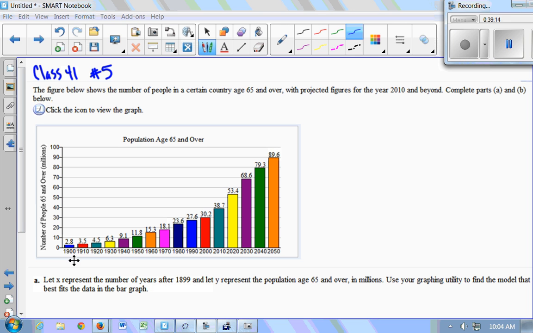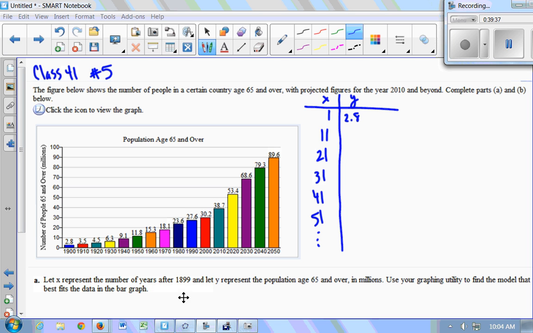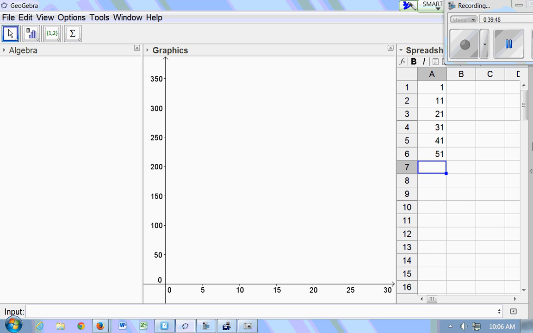Okay, so my data is 1900 is going to be year 1, right? Because we're years after 1899. So your data is going to be like 1, and then 1910 is 11, 1920 is 21, 31, 41, 51, etc. And then these are your X's, and then your Y's are going to be 2.8, 3.5, 4.5, etc. Right? So I want to put all this data into Geogebra. Okay, so putting this in here up to 151.